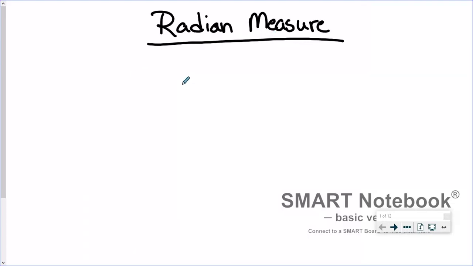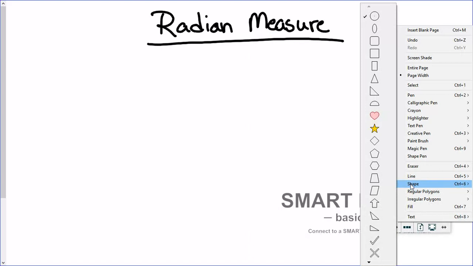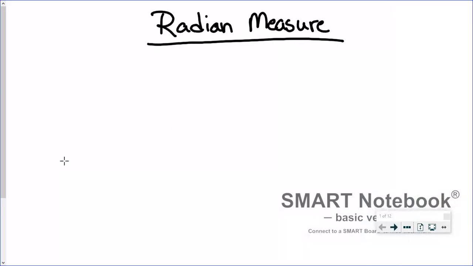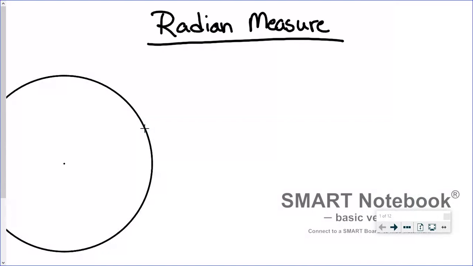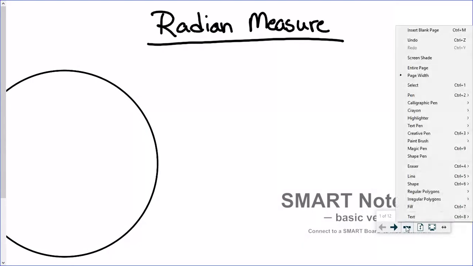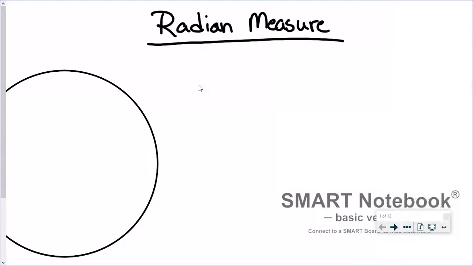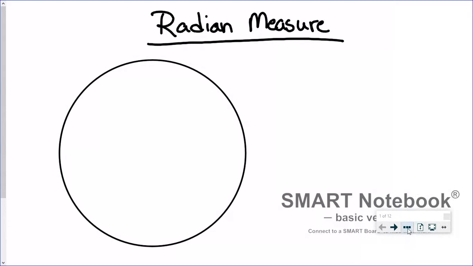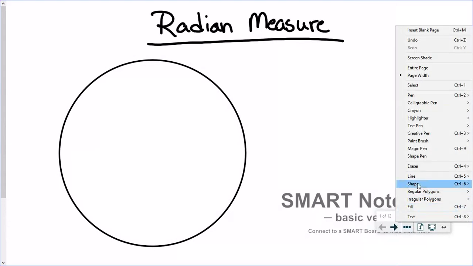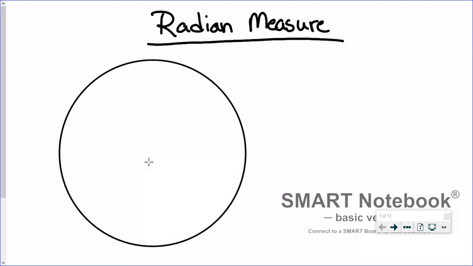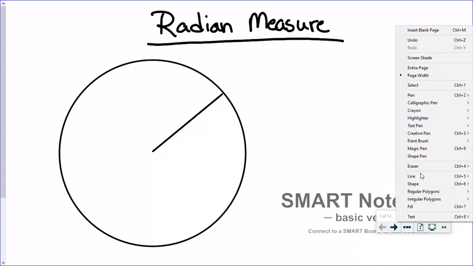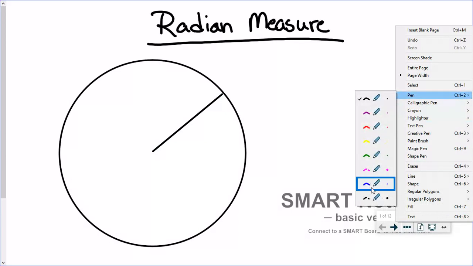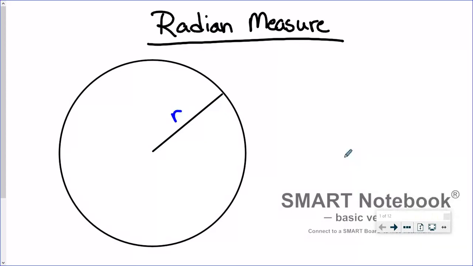So if we have a circle, can I make a nice circle? I bet I can. What's that? I know, usually I definitely have to draw one. All right, so if we have a circle here, let's just do a line here. And we've got this, which is obviously the radius. So this is the radius r.